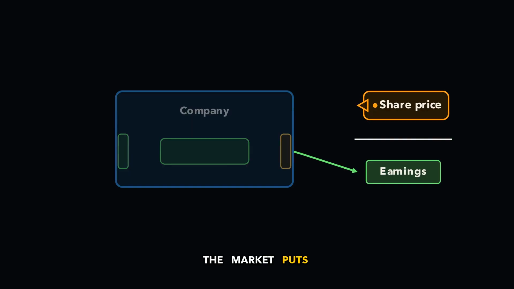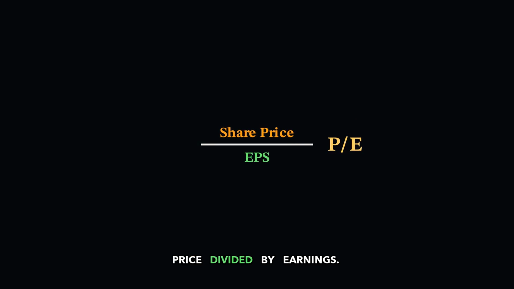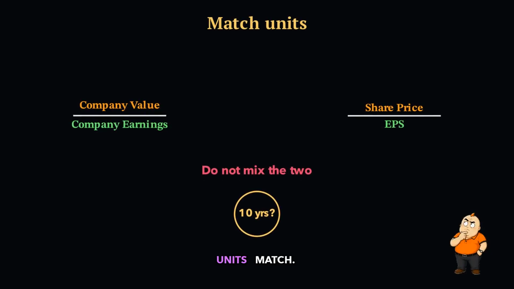Then the market puts a price tag on the stock. PE compares that price tag to those earnings, P over E, price divided by earnings. For a stock, we usually use the per share version. PE equals share price divided by earnings per share. Just make sure the units match. Use company value with company earnings, or use share price with earnings per share. Do not mix the two.